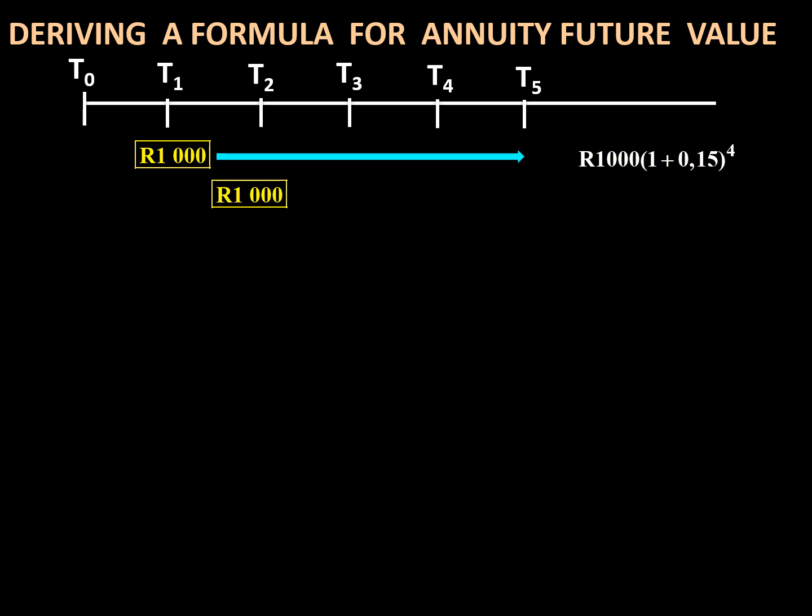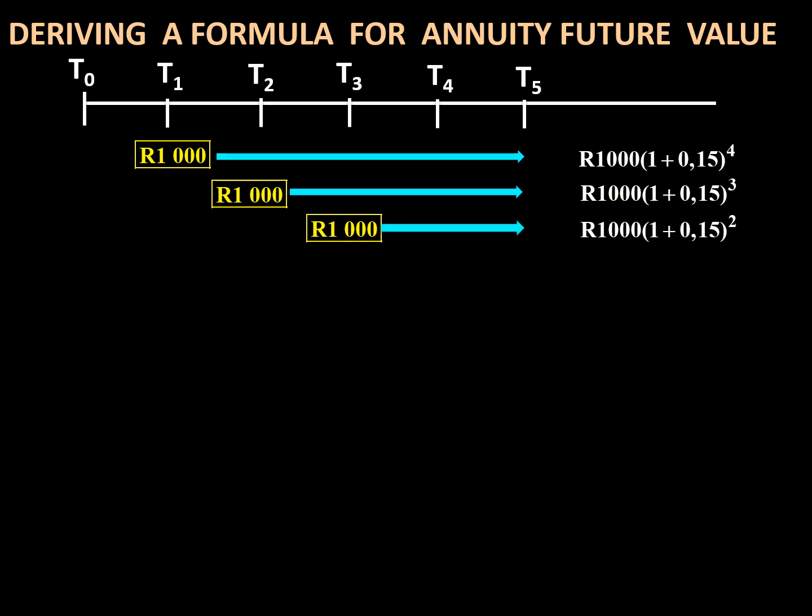Then he makes his next deposit at the end of the second year, and that 1,000 rand will be there for how many years? That's right, it's for 3 years. We're not going to work out the exact value, just keep it in that form. Then the third deposit will be there for 2 years. That's the future value. And then the next 1,000 is there for 1 year, and the future value of that 1,000 would be that.